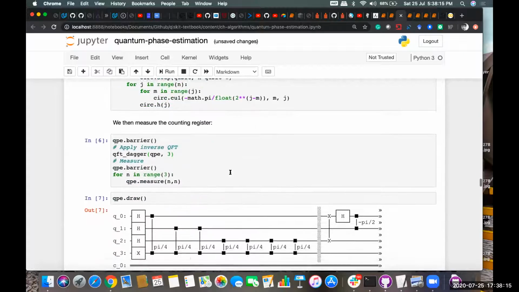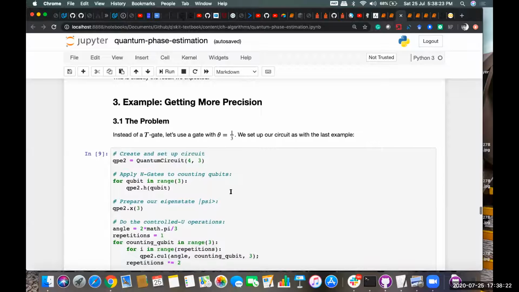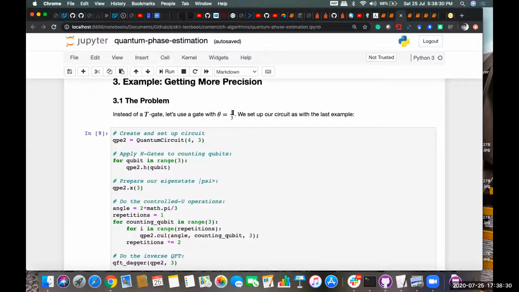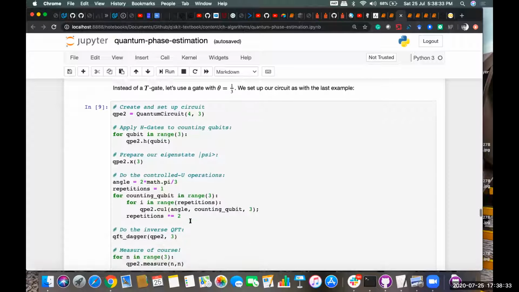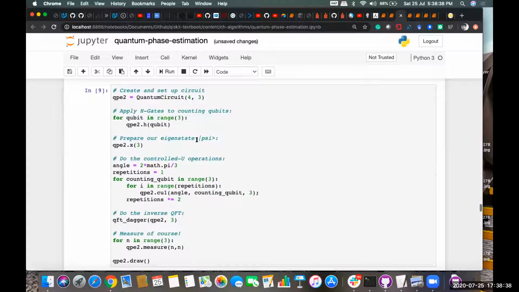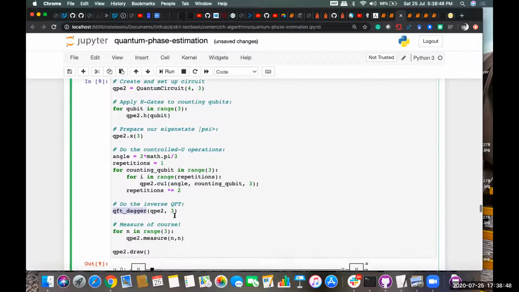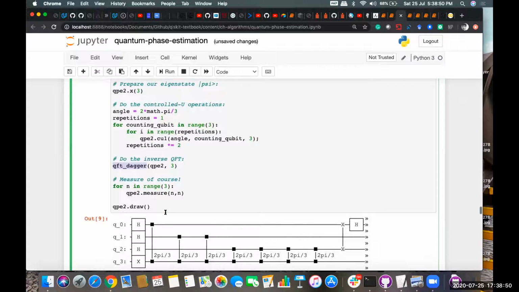Okay. Now this has been done. Now if we try to get more precision, we can put some particular value of theta, and using that phase value, we will create a circuit, and then we will repeat the whole operation again, applying the inverse transformation by calling the quantum Fourier transformation dagger function. So this function is basically used for inverting the quantum Fourier transformation we have done, which will give us the value of theta here.